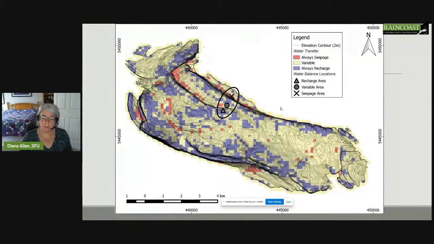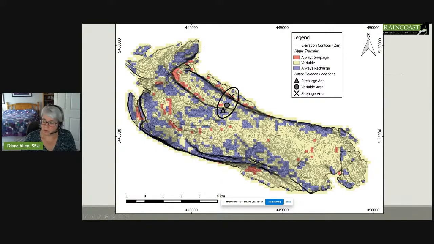Well, if we compare from year to year, which areas are always recharge areas and which areas are always seepage areas and which ones change between being seepage and recharge, we get this sort of a map here. And it's only these little purple areas that are functioning as recharge areas on Gabriola Island. So we end up with recharge not necessarily just being at high elevation where we might think it would be, but we get recharge happening in different areas across the island.